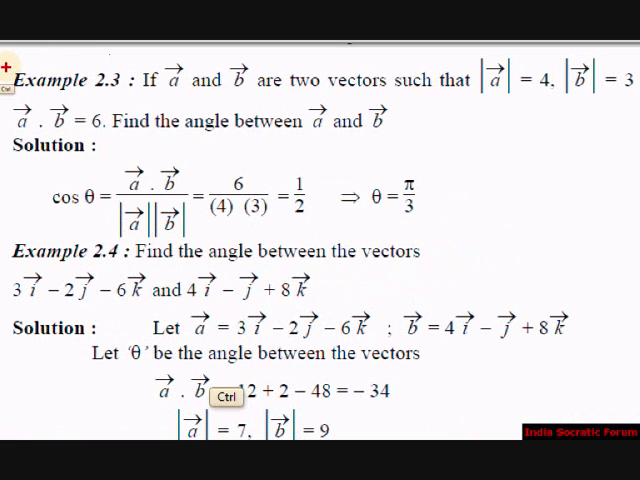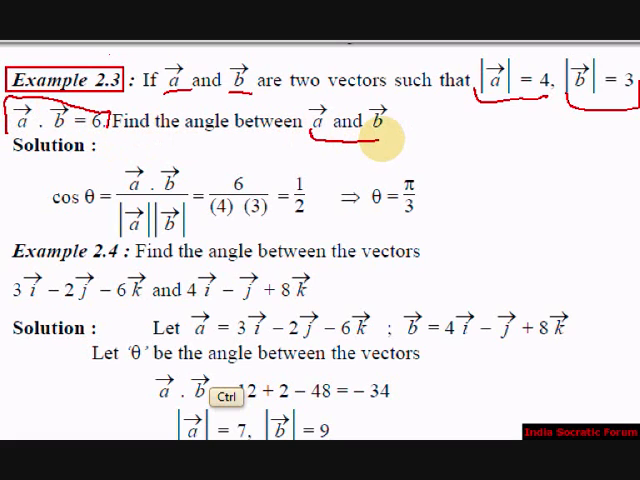Let's solve this example 2.3. A and b are two vectors such that the modulus of a is 4, the modulus of b vector is 3, and a dot b vector is 6. You need to find the angle between a and b vector.